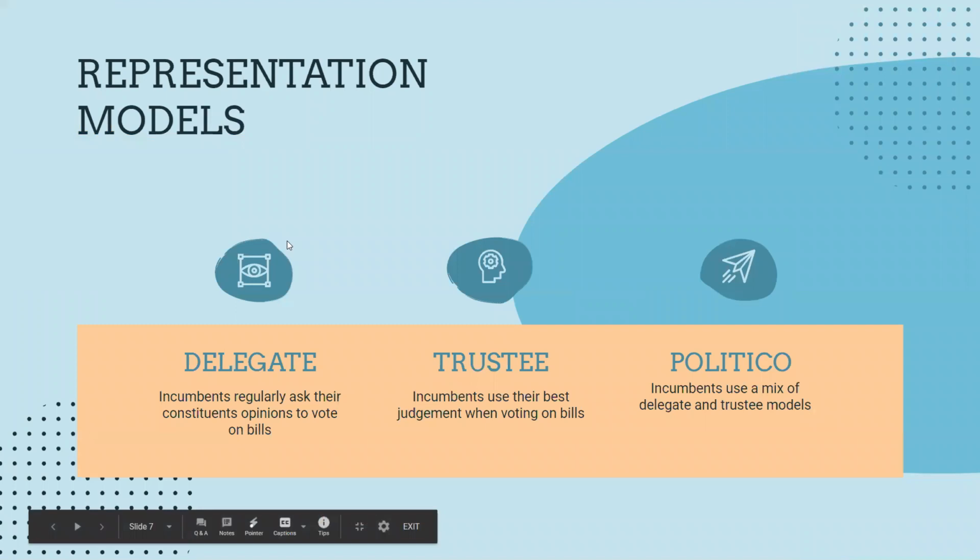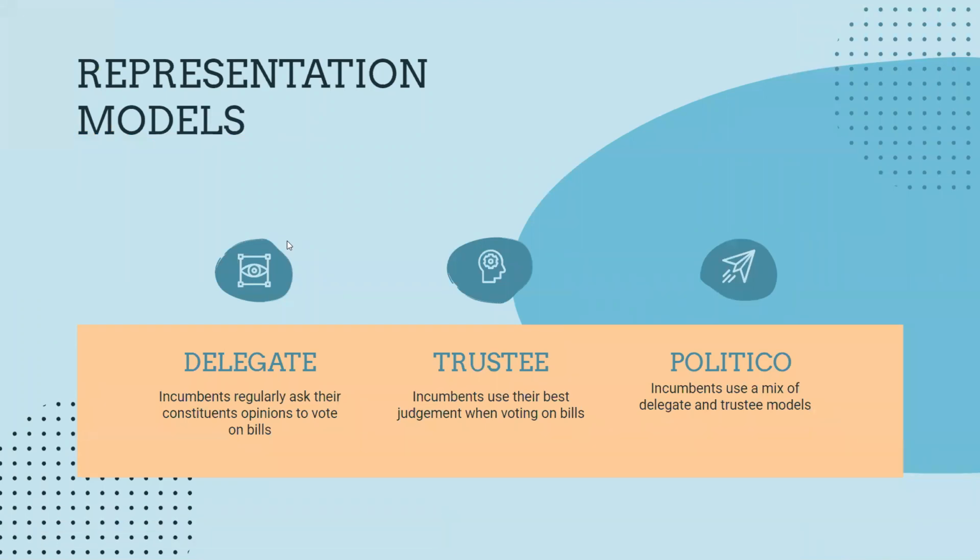There are different types of representation models. There's the delegate model, where the incumbents regularly ask constituents their opinions, and then vote on the bills based on their constituents' opinions. And we have the trustee, where they don't really go to their constituents. They use their best judgment. And then we have the politico, which is a mix of delegate and trustee.